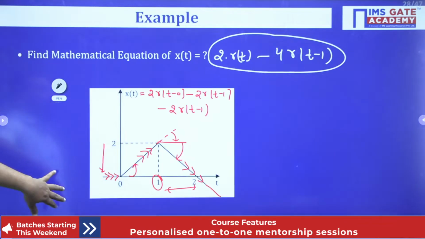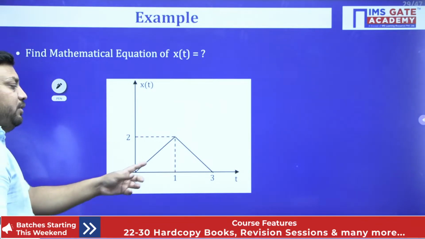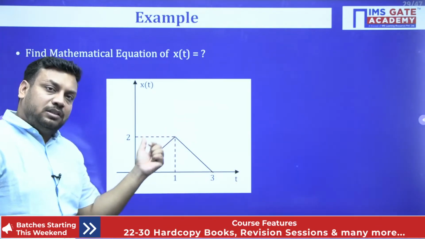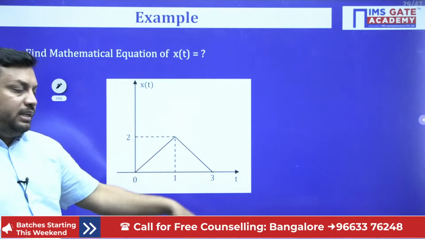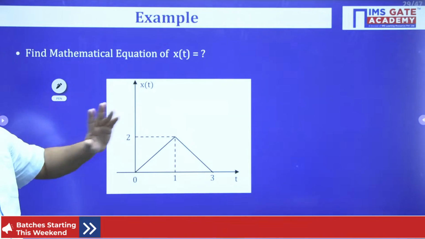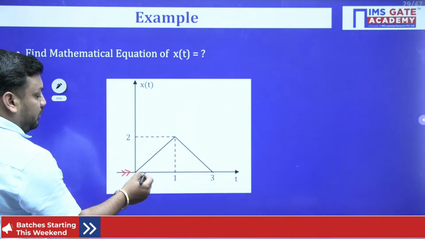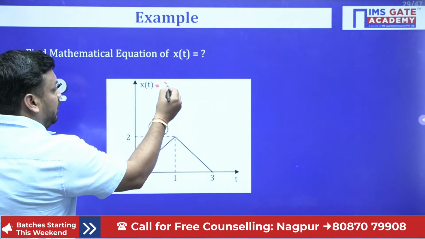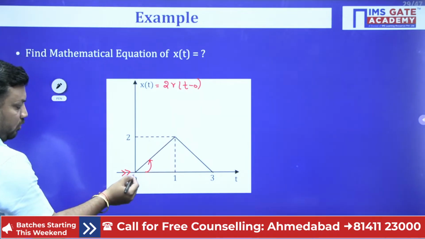Yes. So now tell me, what about this? Find the mathematical equation of x(t). Here we have changes. Here this line after 3 will be 0 only. But the last curve is not exactly 0 at 2. It is after 3 that it will be 0 only. So again I will start just like the previous. Again the slope here is 2 only, so I should write 2 r of t minus 0, because the location of movement is 0.